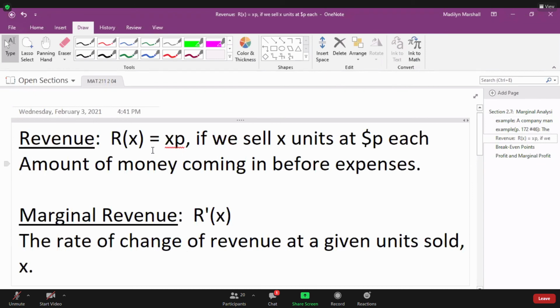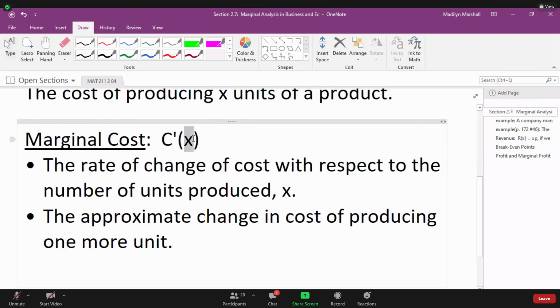And just a note, if we are working in one context, which we will be, the X is the same X, even though its meaning is a little bit different in different contexts. In terms of revenue, X is the units that we're actually selling. In terms of cost, X is the number of units we're producing. We're going to assume that X is the same, and that we sell all of the units that we produce.